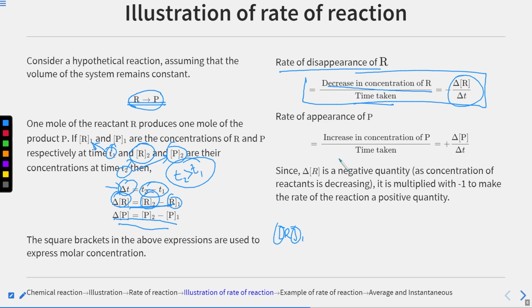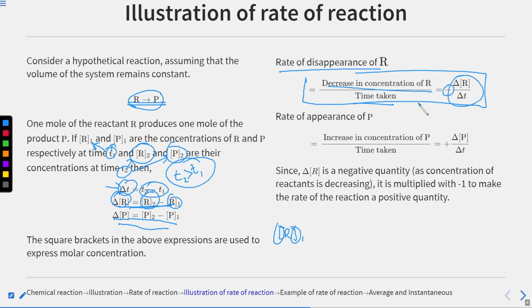For that reason, what will happen? That we will not have any negative rate of reaction. So to keep this rate of reaction positive, what do we do? We put a negative sign here. Why are we doing this? The question, right? Why are we doing this? So just think of it.